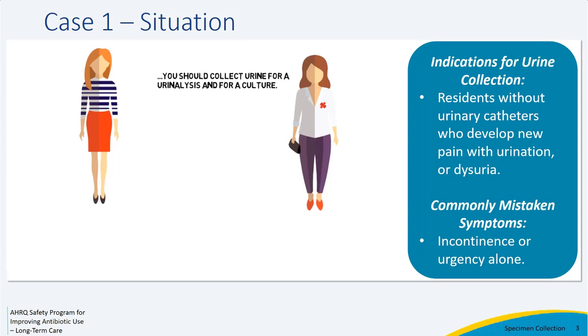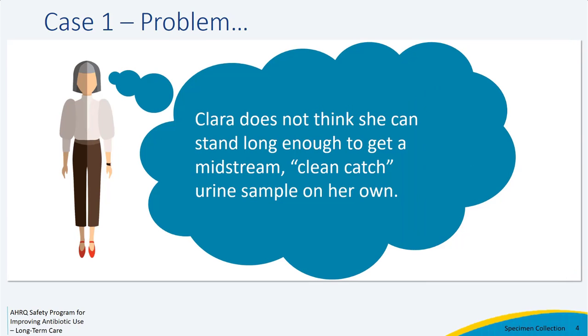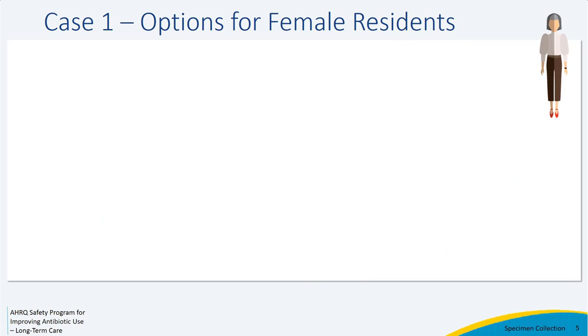Clara did report new pain with urination, so it is indicated to obtain a urine specimen for further analysis in this situation. Unfortunately, Clara does not think she can stand long enough to get a midstream, clean-catch urine sample of her own, which would be the preferred method of collection in this instance. This is often the case for residents in nursing homes, so let's discuss some alternatives for collecting the urine if these midstream specimens cannot be collected by the resident alone.